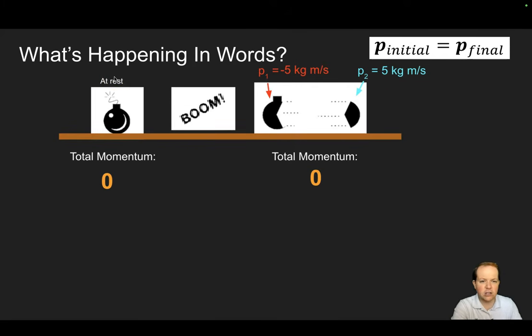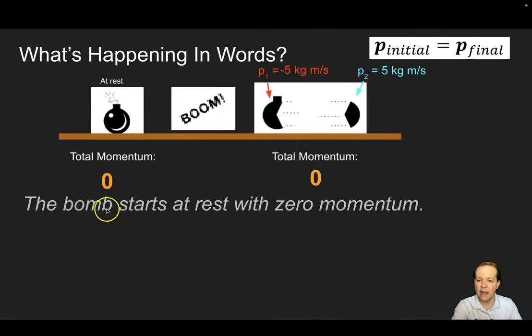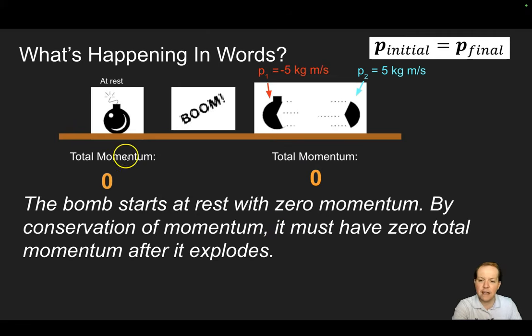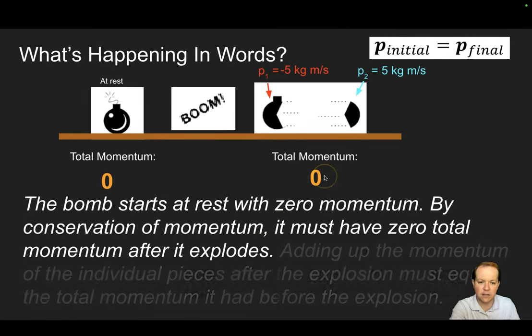The last thing I want to do really is just explain the same thing in words. I kind of said it out loud, but sometimes it's helpful to see it written down, okay? The bomb starts at rest with 0 momentum. Remember, momentum is m times v. So no velocity means 0 momentum. By conservation of momentum, if I started with 0, it must have 0 total momentum after it explodes. That's how I determined this piece.